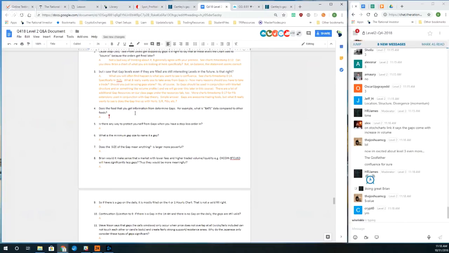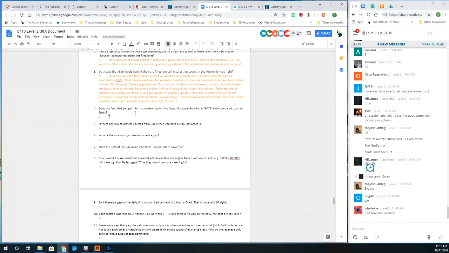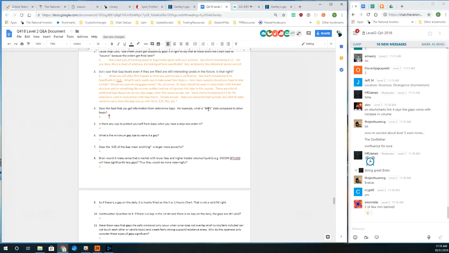Does the feed that you get information from determine gaps? For example, what is BATS data compared to other feeds? Ooh, okay, that's a good question. Long and short of it here is, BATS is what they call an ECN, or Electronic Communications Network.